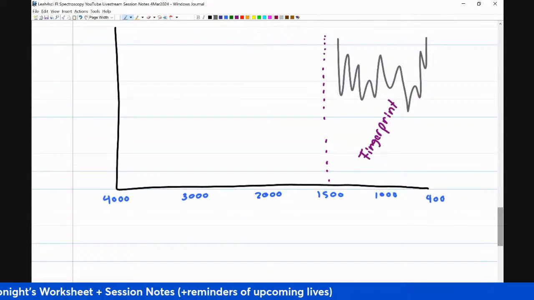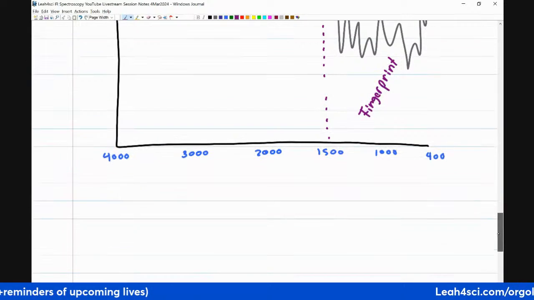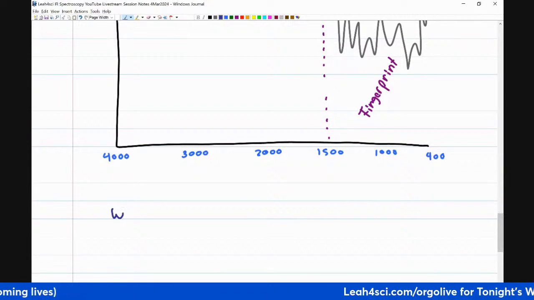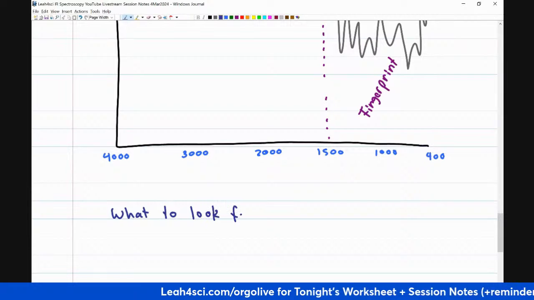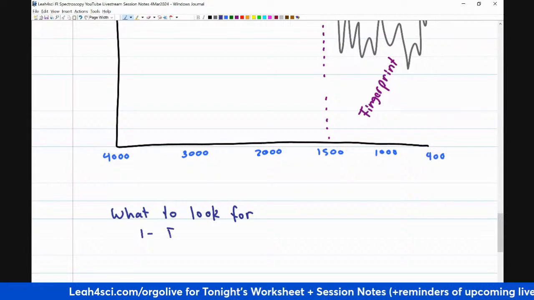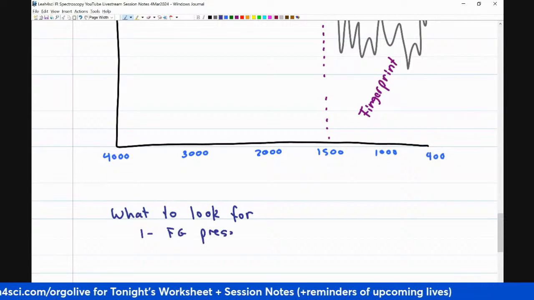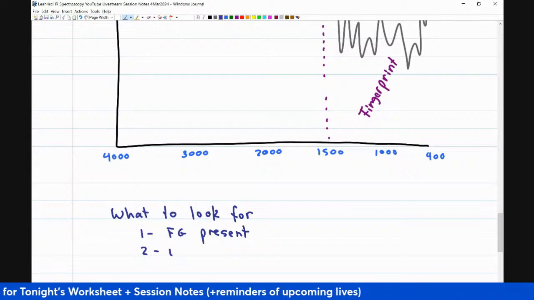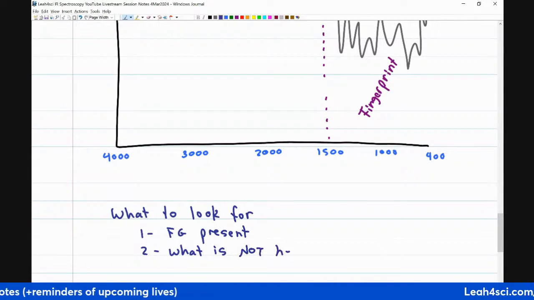So what is it that we're looking at here? There are two things. So what to look for? One, the functional groups that are present. And two, this is really, really helpful. What is not here? So let me explain what I mean.